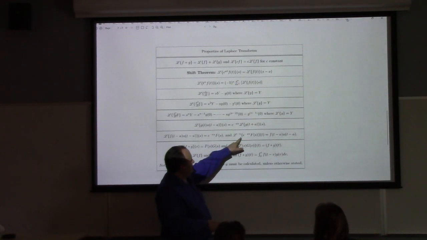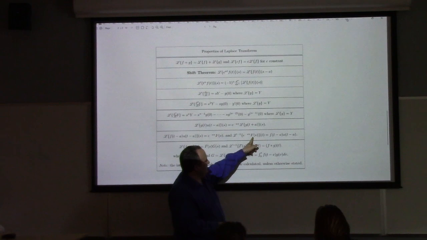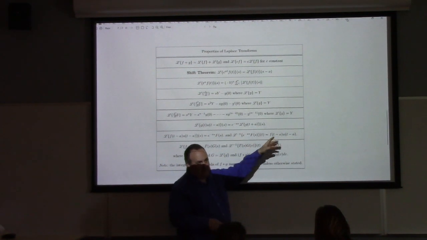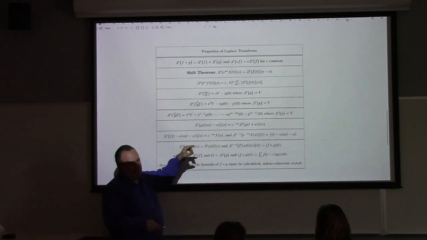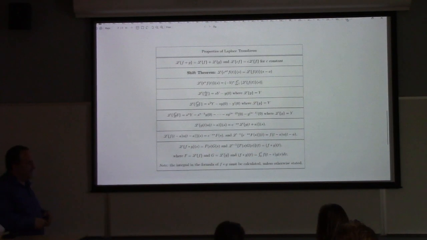So to take the inverse transform of e to the minus as times an f of s, what we do is we find the inverse Laplace transform of that, which is little f. We do f of t minus a times u of t minus a. Now I think the letters were changed. I had a G in the place of F in the thing we're just looking at, but the principle remains the same, all right?